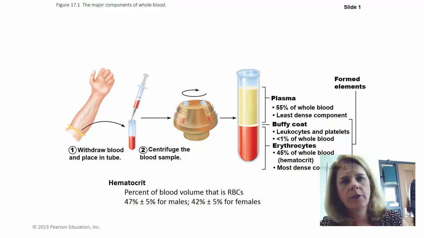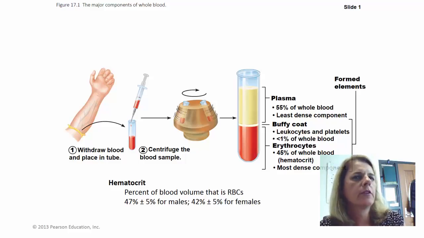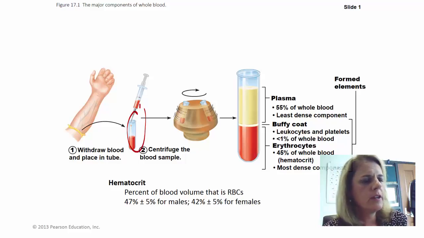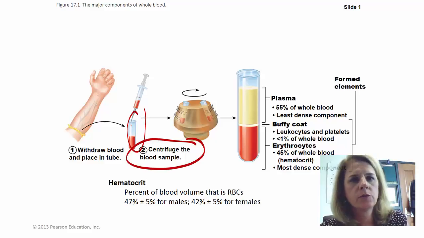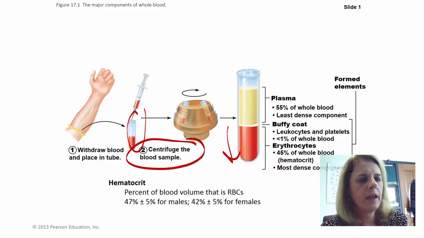You may have had blood drawn before and wondered, what are they doing when they draw your blood? What are they looking at? You take the blood, put it in a tube, and many times they will centrifuge it. When they centrifuge it, spinning it really fast, it causes the heavy stuff to sink to the bottom and the lighter stuff to stay on top.